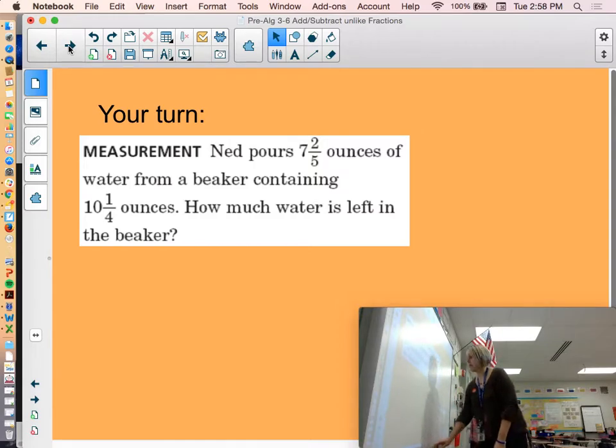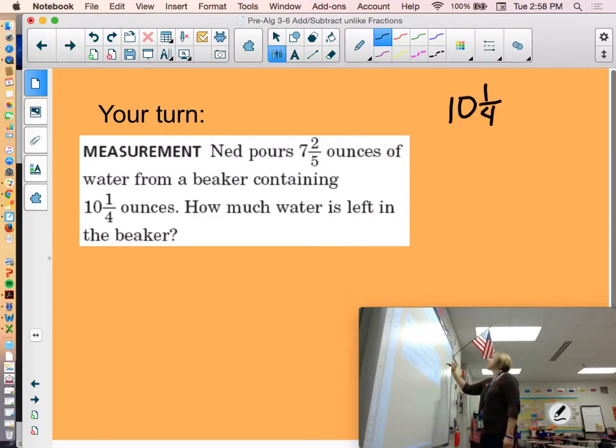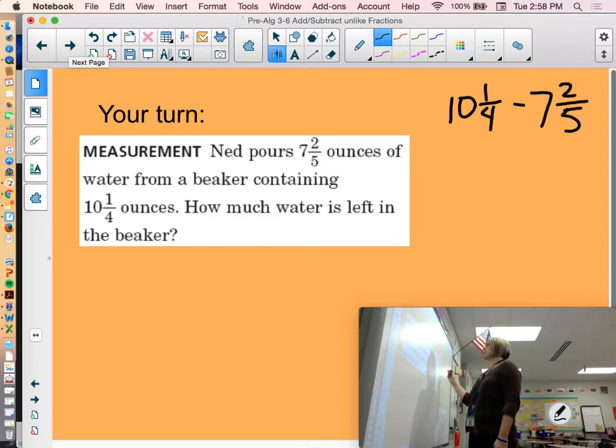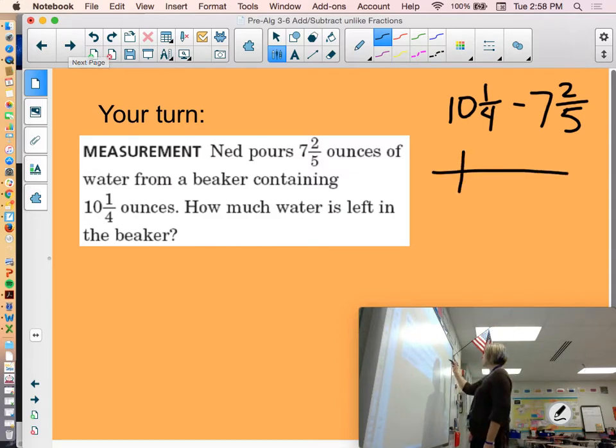Hopefully you did well. Let's see. So I have 10 and 1/4, and I'm subtracting 7 and 2/5. I cannot subtract until I have a common denominator. So I'm going to put that over here, just right here. So I have 10 and 1/4. I have to multiply and then add.